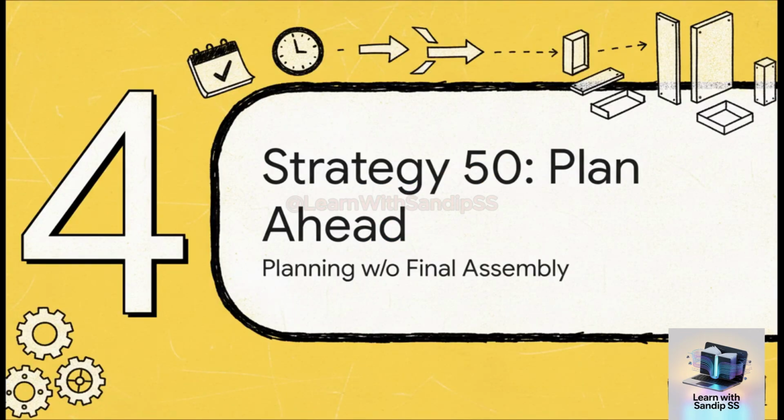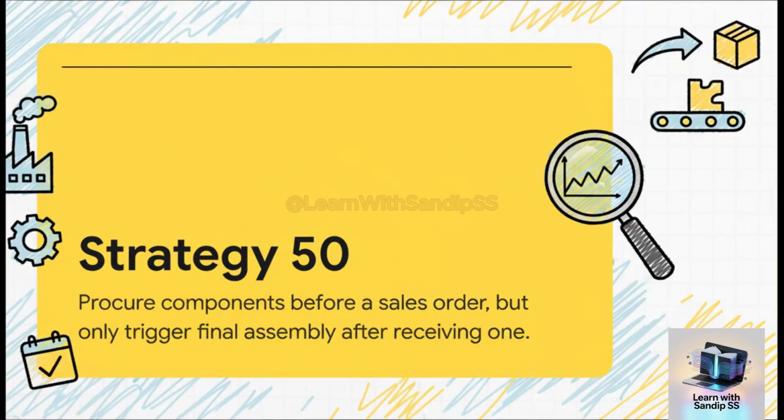Well, the answer is you plan ahead. And that is precisely what SAP Strategy 50 is designed for. It's the perfect solution for when you need to build a custom product, but you just can't afford to wait on those long lead time components. Think of Strategy 50 as this brilliant hybrid. It's kind of like getting the best of both worlds. You use forecasting to get all your important components and subassemblies ready to go, sitting in your warehouse. But, and this is the important part, you absolutely do not perform that final assembly until you have a real customer order in your hands.